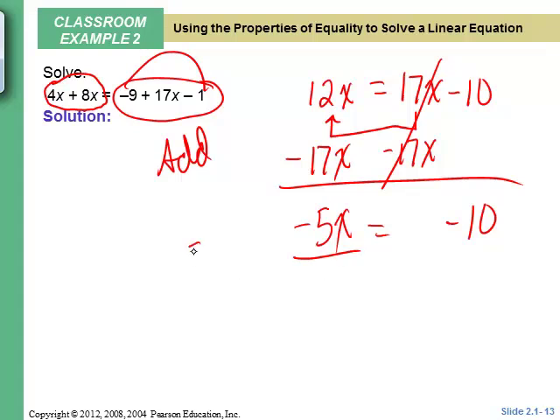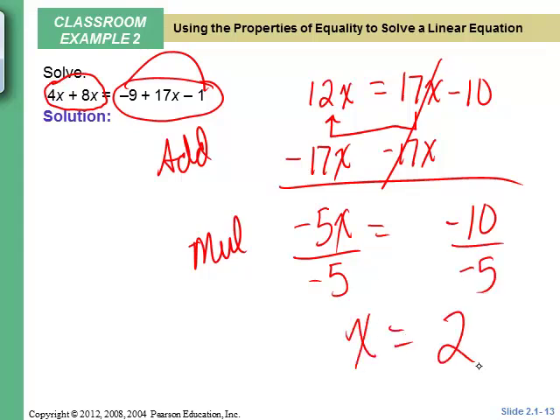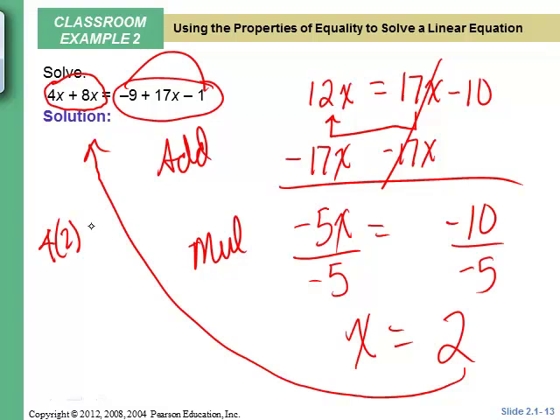Now we're going to use the multiplication property and divide each side by negative 5, and we get x equals 2. Let's check to make sure that's true. 4 times 2 plus 8 times 2, do we get negative 9 plus 17 times 2 minus 1? Well, let's see what we get.